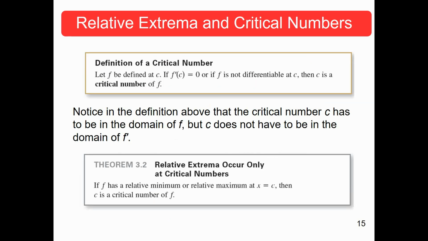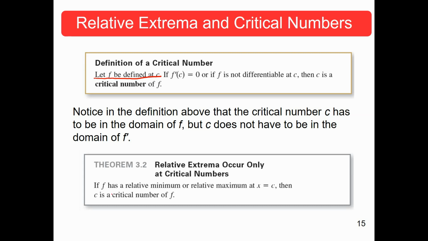So we're going to define a critical number real quick. As long as the function is defined at c, okay, this is really important, if the derivative is equal to 0 or if it's not differentiable at that point, then that is a critical number. But like I said, the critical number has to be in the domain of f. Doesn't have to be in the derivative, but it does have to be in the function itself.